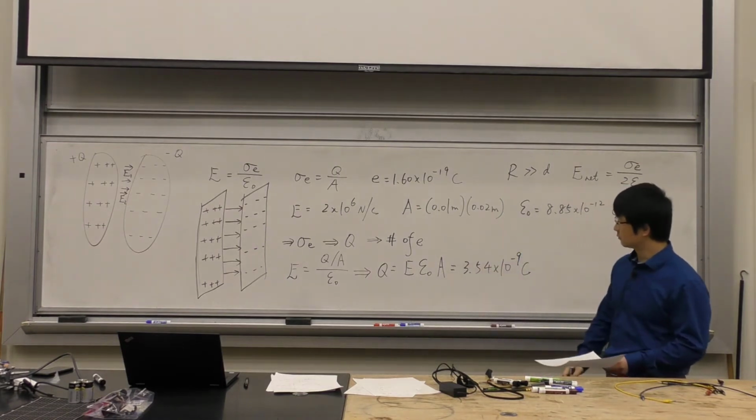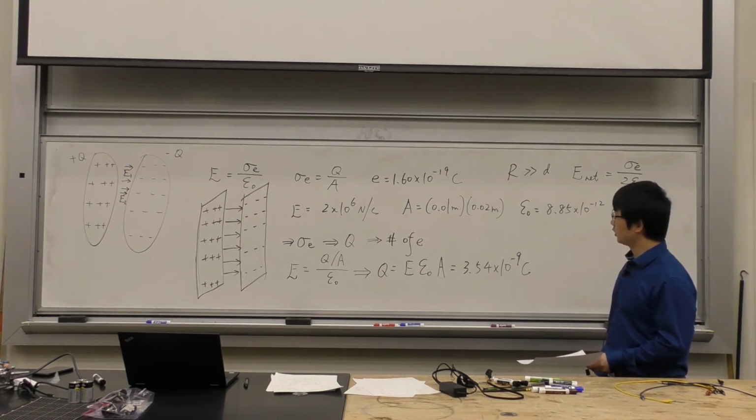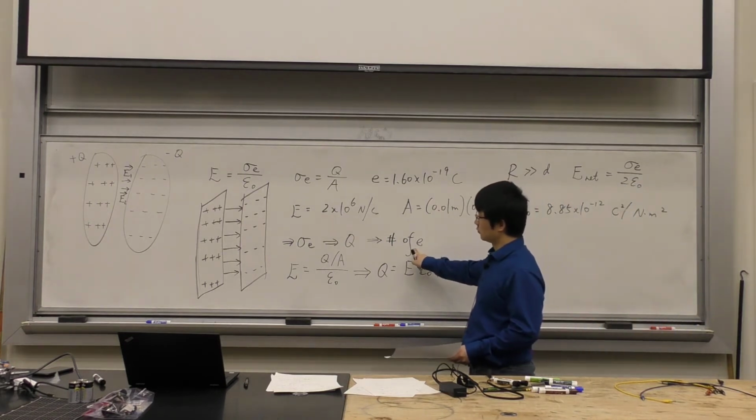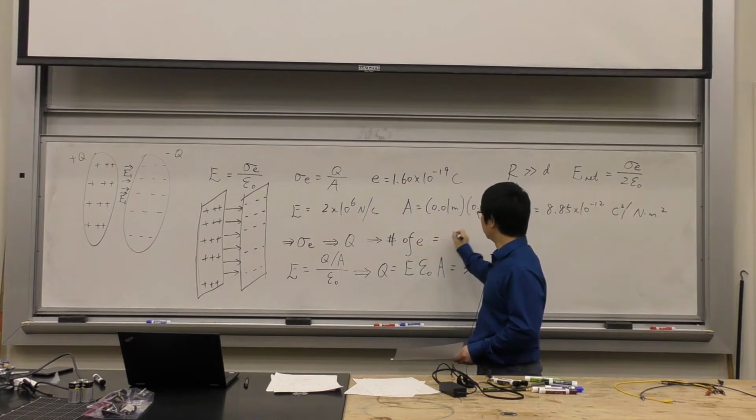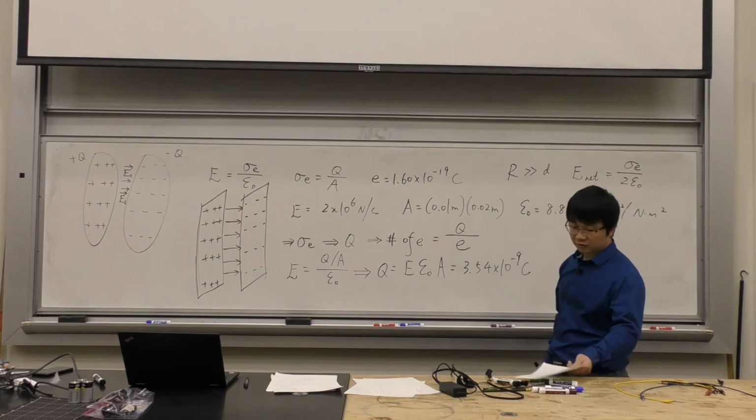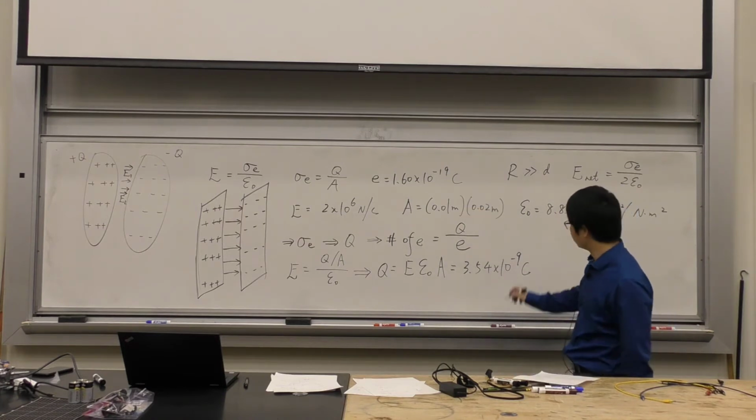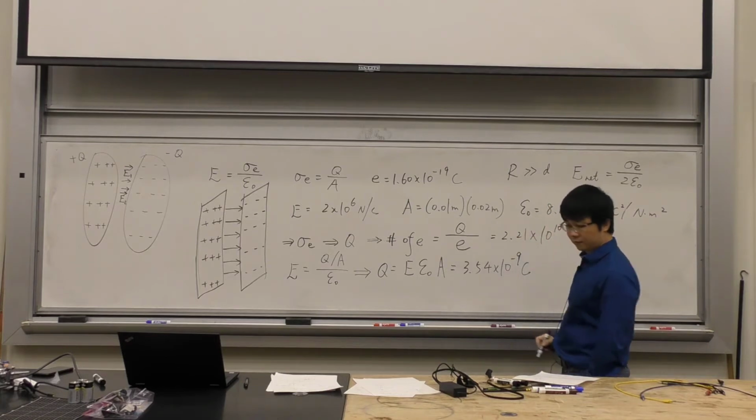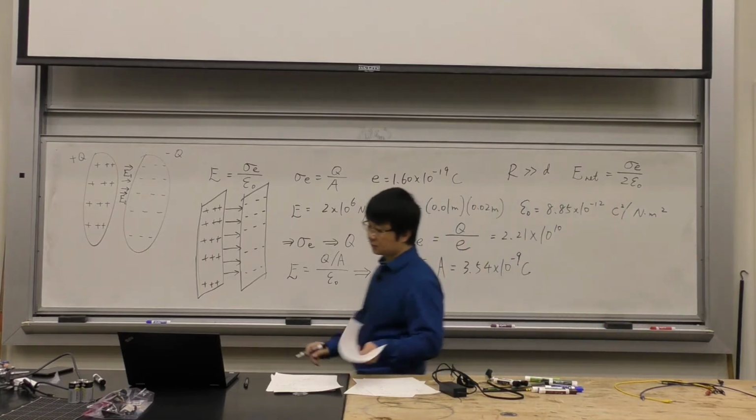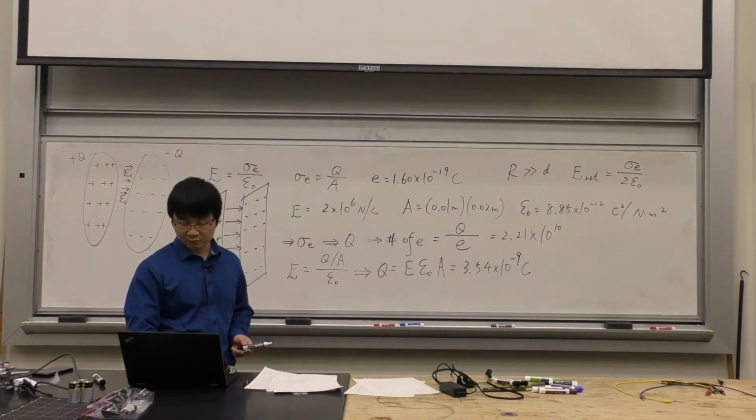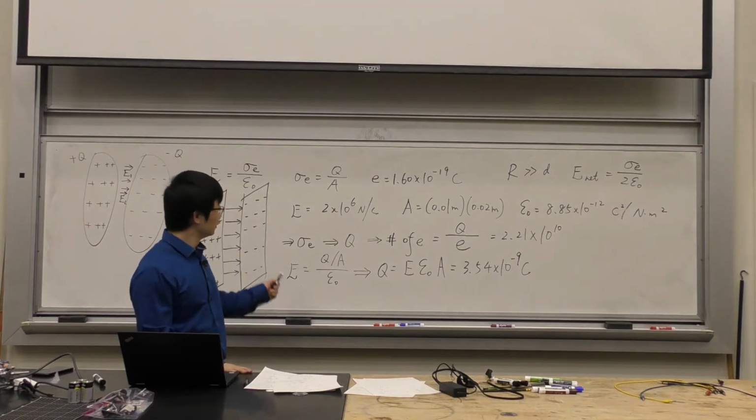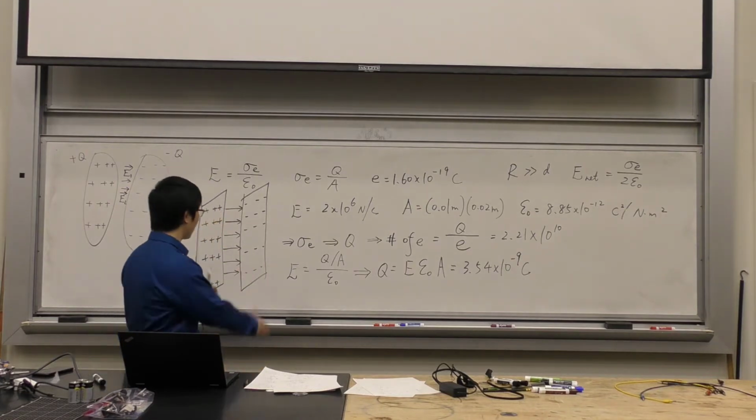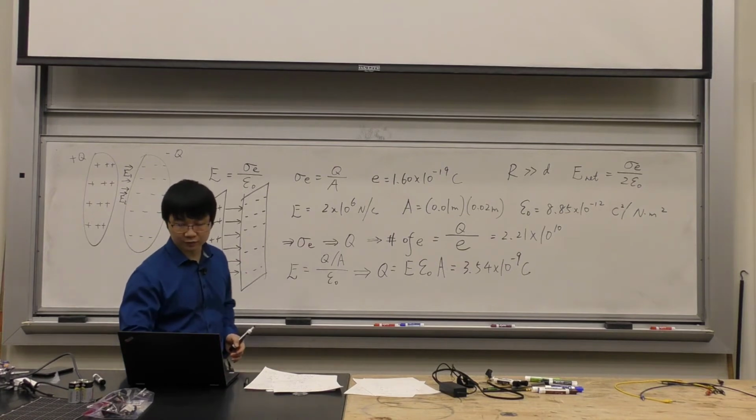on each plate, right? Then how do you find the number of electrons needed to move from one plate to the other? You're going to do the charge divided by the amount of charge each electron carries, right? So that's going to give you 2.21 times 10 to the 10. All right, so that's the number of electrons that must be moved from the first plate to the second plate in order to charge them with the same amount of charge, with opposite signs.